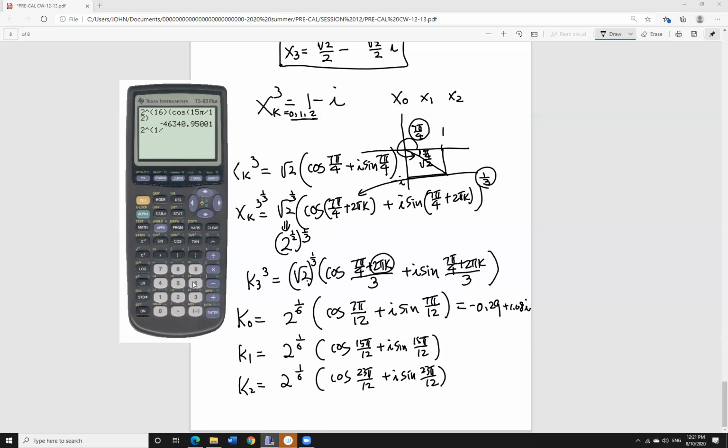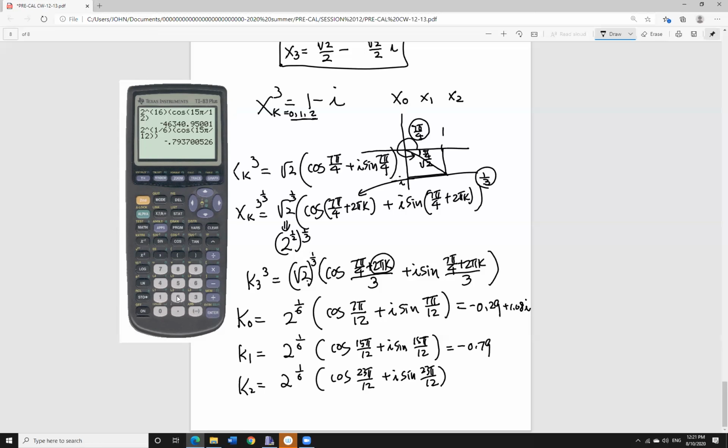2 to the 1 over 6. Is it okay? That's the correct one. Now times cosine 15 pi over 12. We need to process. So negative 0.79. Okay, this is what? Negative 0.79.